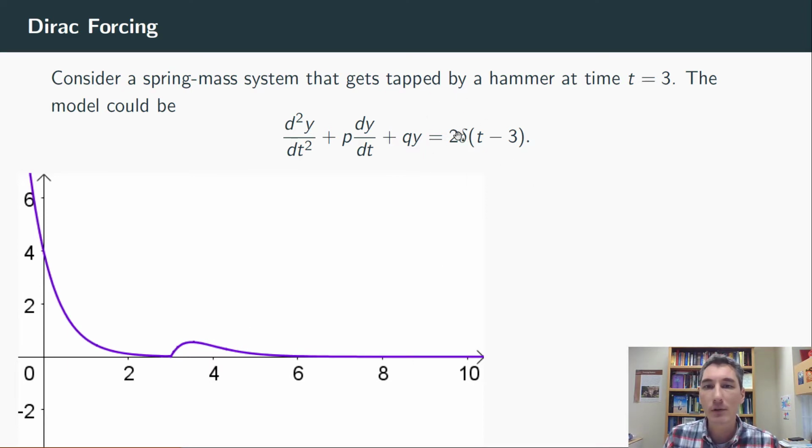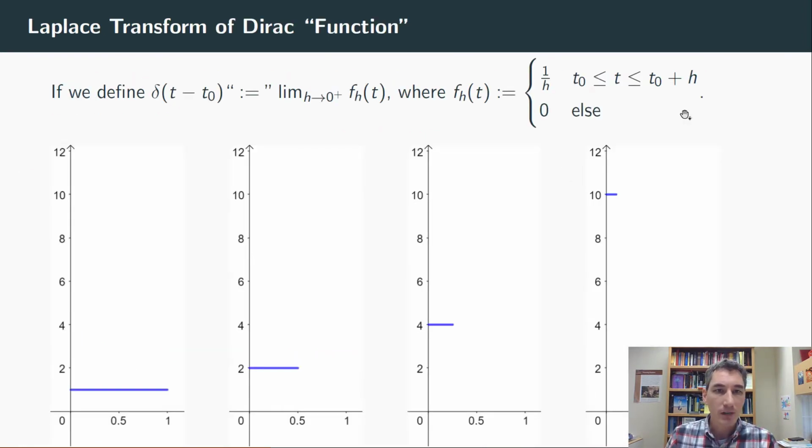But just writing symbols down doesn't really do anything for us. We need to actually understand that mathematically. So what is this? Conceptually, it's hitting a spring with a hammer, changing its velocity instantaneously. What does that mean mathematically? The way we get at it is you can imagine that the Dirac force at t equals t naught is a limit of these fh functions as h approaches 0.